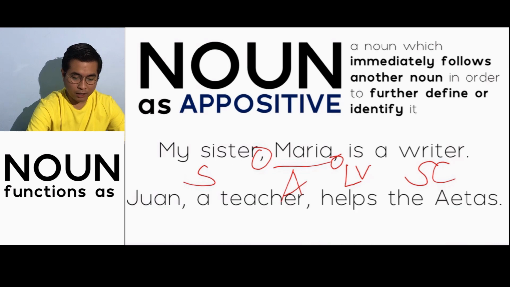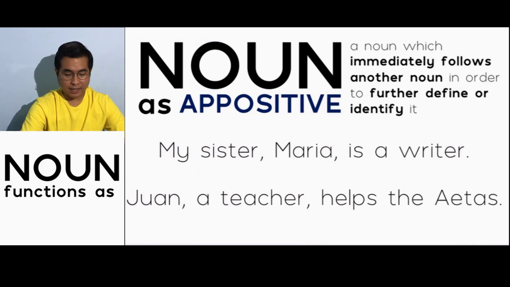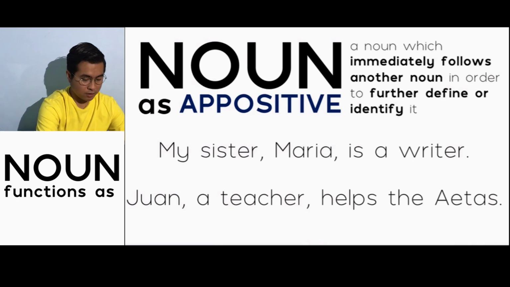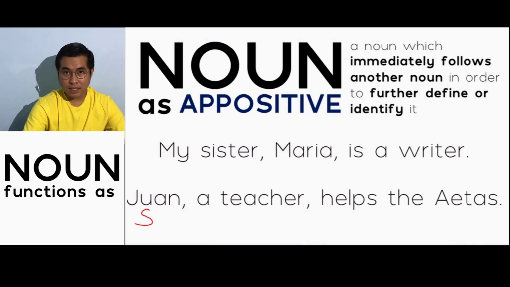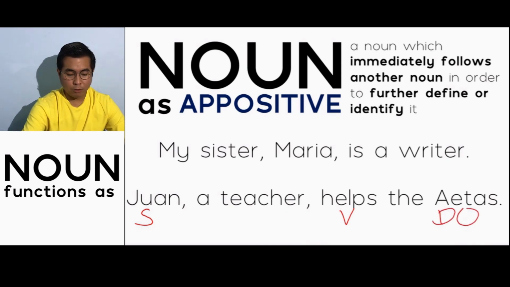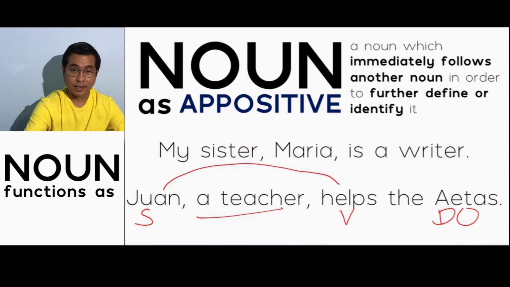The next example is this one: "One, a teacher, helps the IATAs." So here we have "one" as your subject. The complete sentence is actually "One helps the IATAs," so we have the verb and whom. Even though we don't have "a teacher," we could still have "One helps the IATAs."